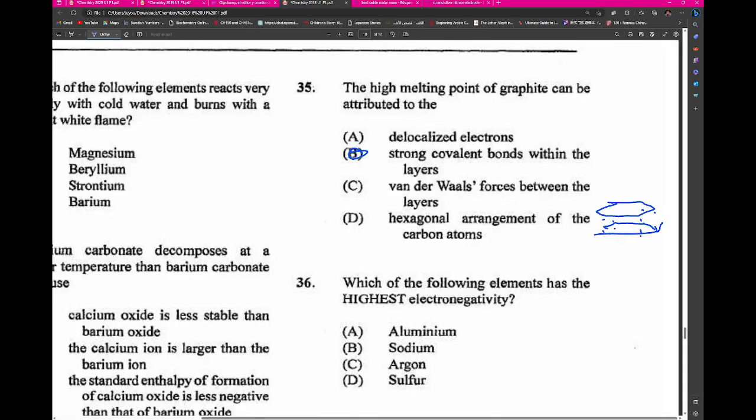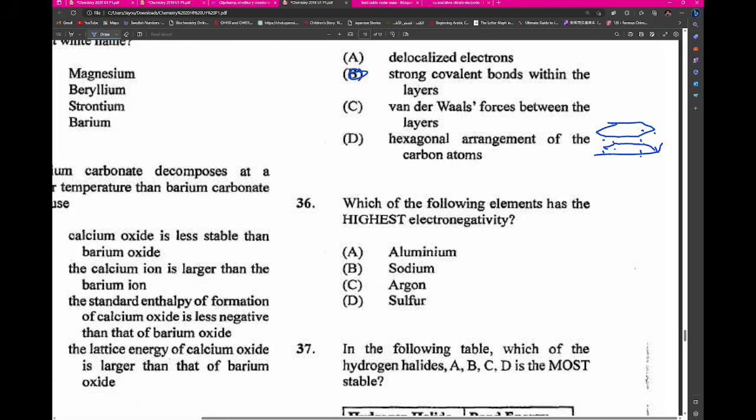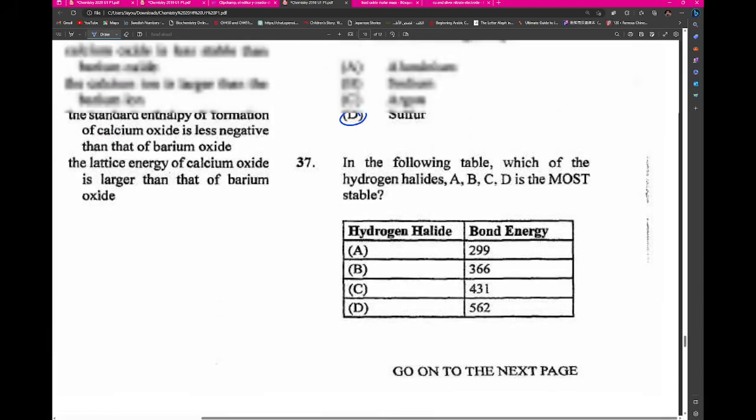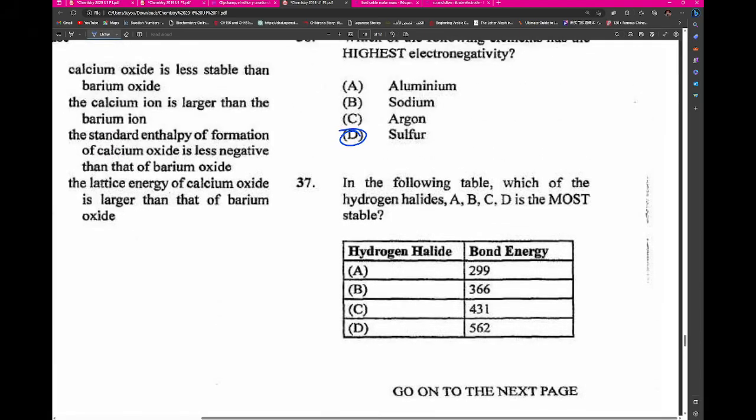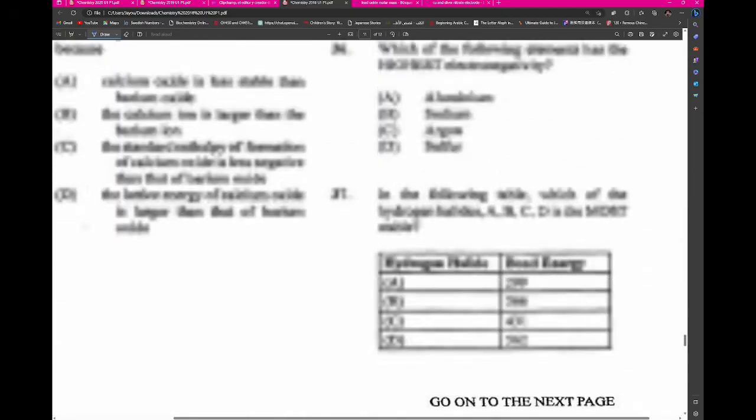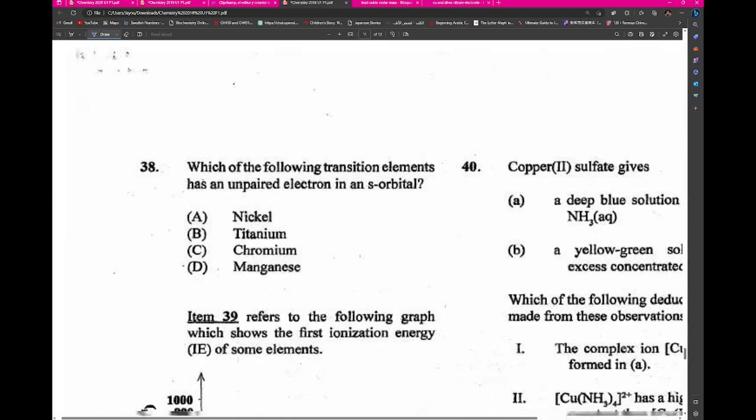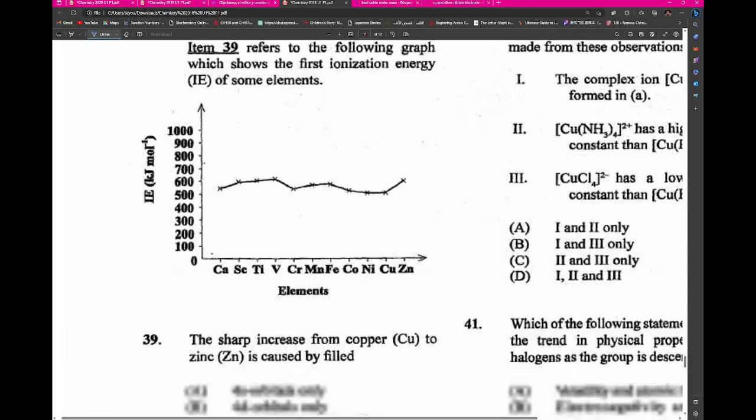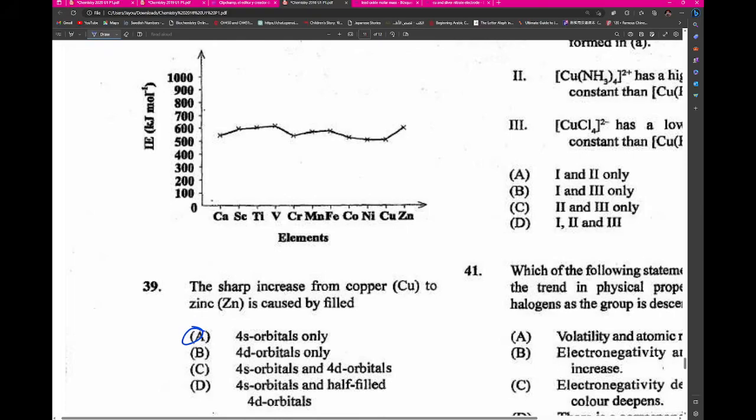Have to refresh my brain from CSEC knowledge. Question 36: which of the following elements has the highest electronegativity? This would have been sulfur. The Pauling electronegativity of sulfur would be higher than all the others, I believe. In the table here, which would be the most stable, the one with the highest bond energy, I believe. Yeah. Which of the following transition elements have unpaired electrons? Okay, chromium. Here we're talking about 4s orbitals only, I think.